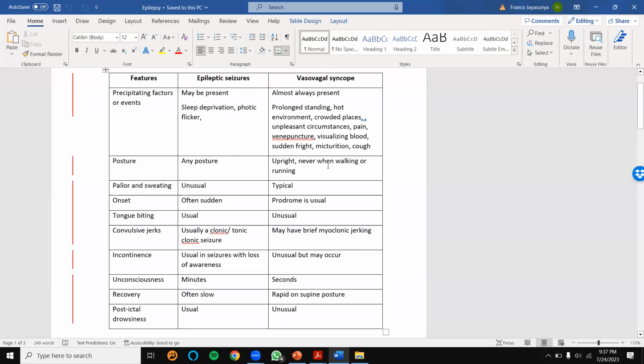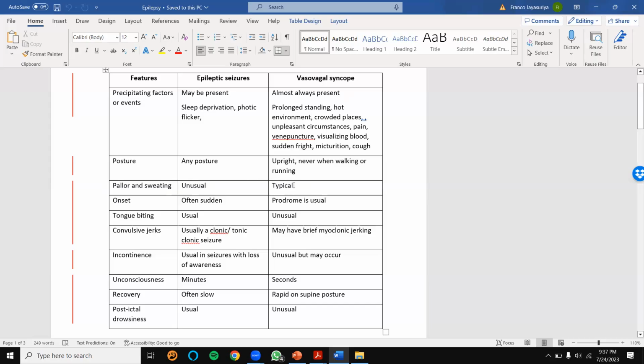Usually, I generally never when walking or running. Okay, because at that time your perfusion to the organs is improved. Pallor and sweating, so these may or may not be there, generally unusual in epileptic seizures. Vasovagal syncope, very typical, okay?